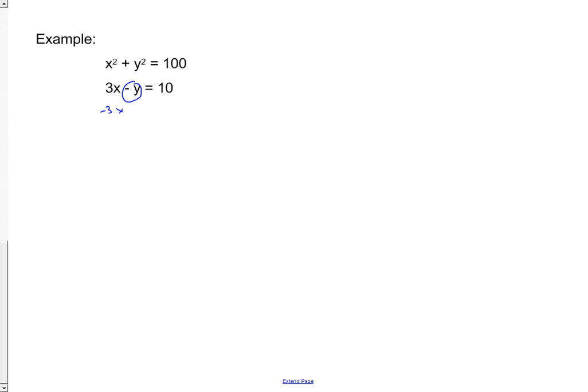So we're going to subtract the 3x. We get negative y equals -3x plus 10. Anytime you're solving for a variable, it's usually good to get in the habit of writing the variable term first. Now I got to get rid of that negative, so I'm going to divide every term by -1, and get y equals 3x minus 10. So now I'm ready to substitute, and I take that 3x minus 10, and I'm going to plug it in for y. And I get x squared plus the 3x minus 10 quantity squared equals 100.